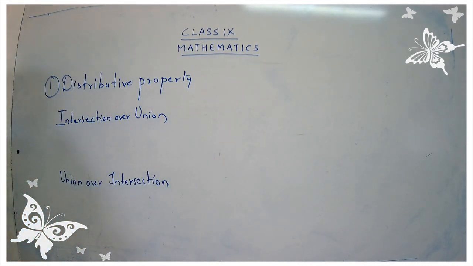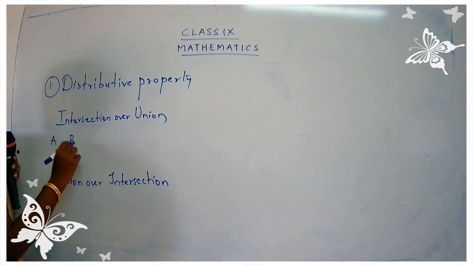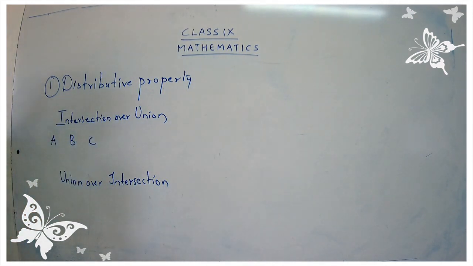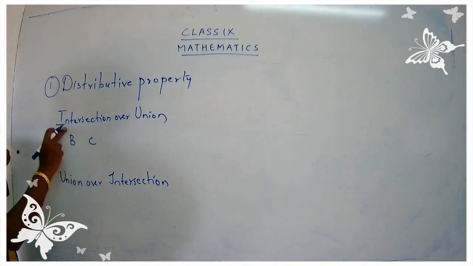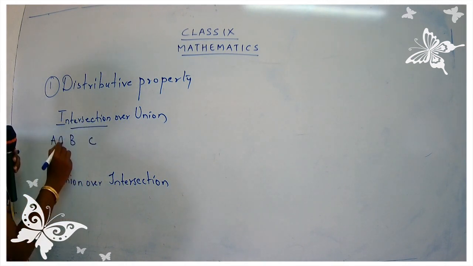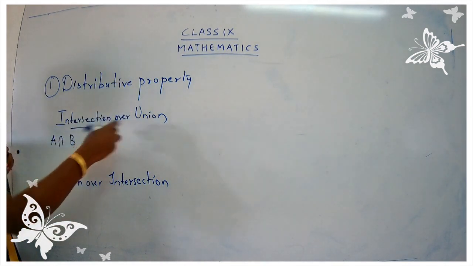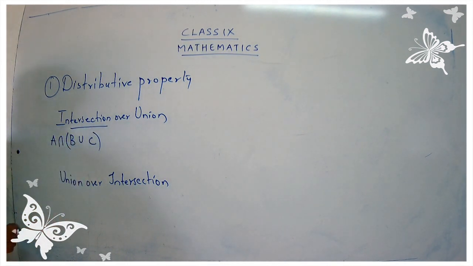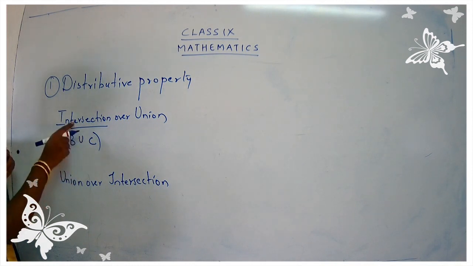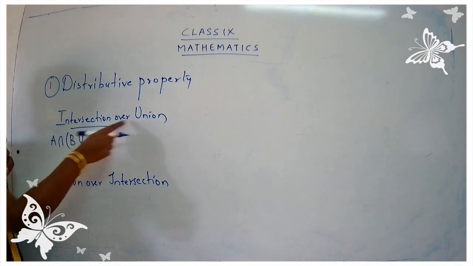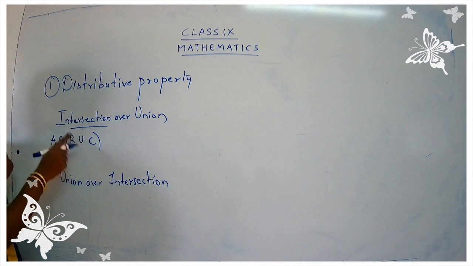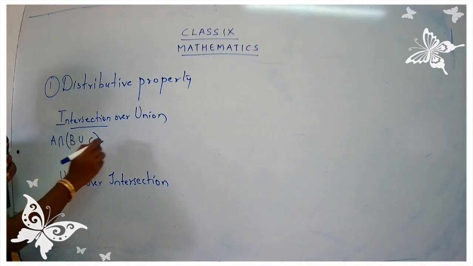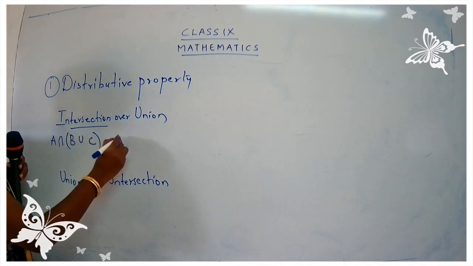Okay, now let's see how to write the property. Intersection over union. First of all, you write the three sets A, B, C. Intersection is first, and over union, so you write down your union and use a bracket over it. So A intersection, then union with a bracket for B and C. So this is equal to A intersection B.